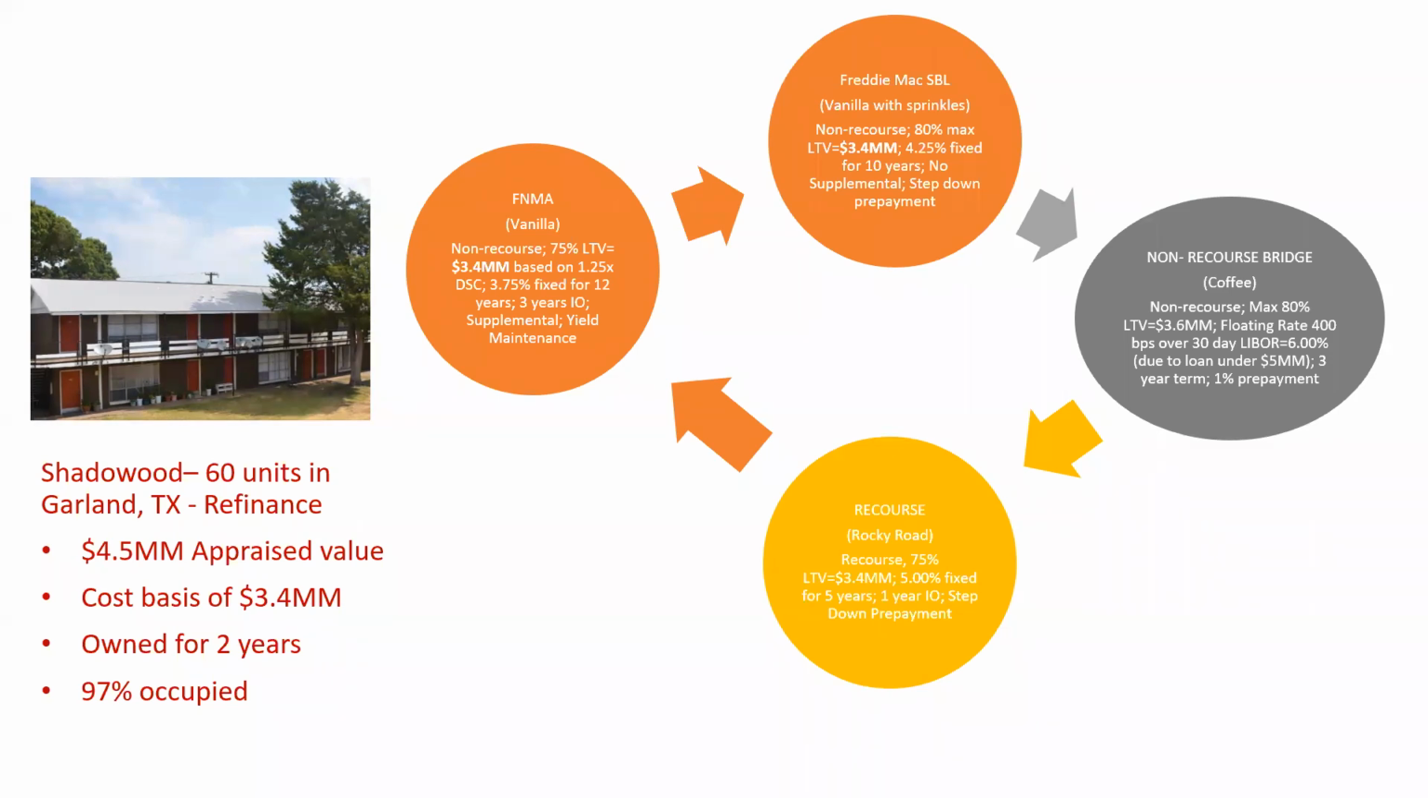Freddie Mac 3.4 had a step down. Non-recourse bridge, similar issue, 6% interest rate, floating rate, similar loan to value. And then the recourse, he had already had a recourse loan. So 3.4 million, 5%. And it had 1 year of IO and then 20-year AM. So on this one, again, they went with the Freddie Mac small balance loan because of the non-recourse, and then the step down prepayment. And they could also get up to 10 years fixed at essentially 4%, 4.25%.